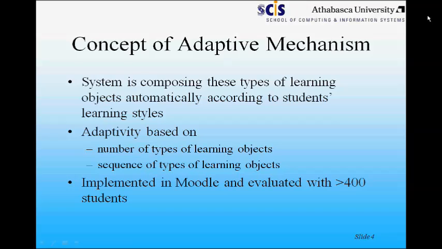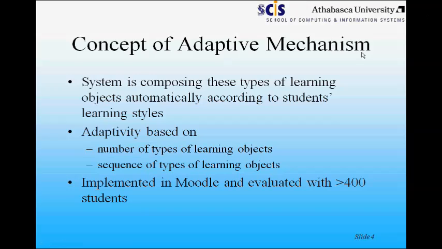The second way in which we provide adaptivity is based on the sequence of types of learning objects. For example, if we have a sensing learner, and sensing learners prefer to get some concrete material first before they learn the more abstract material, then we can provide them first with examples and after that present them with the more abstract material. On the other hand, if we have intuitive learners who learn well from abstract material, we can present them first with the abstract material and then maybe show 1 or 2 examples afterwards.